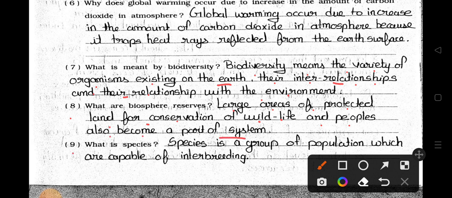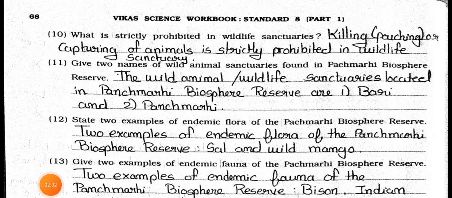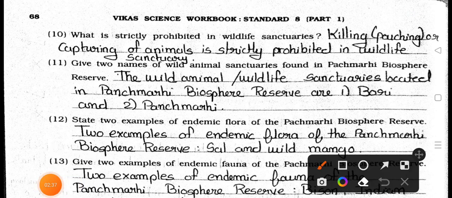Question number 9. What is a species? Answer is species is a group of population which are capable of interbreeding. Now see the next page. Question number 10. What is strictly prohibited in wildlife sanctuary? Killing, meaning poaching or capturing of animals, is strictly prohibited in wildlife sanctuary.